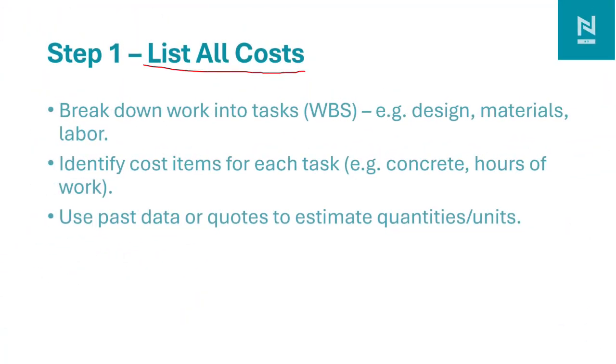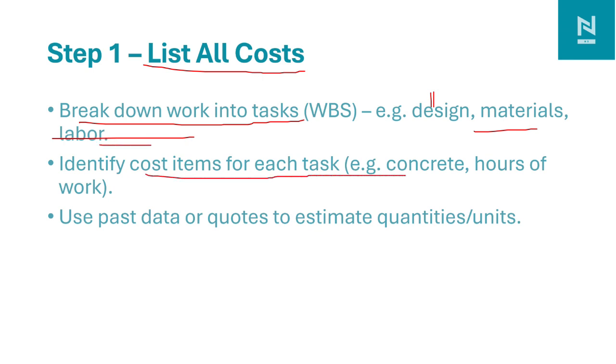First, we need to list all the costs in the project. Based on the NEC contract, for options A, B, C, D, there are different ways that cost is allocated. Some are based on the activities done, or some are based on the resources allocated, based on the BOQ. So we need to break down the work into tasks, at WBS level: design, material, labor, and allocate the budget for each phase. How much it costs for design, how much for material, how much for labor. We need to identify the cost item for each task, such as concrete or hours of work. For that purpose, we need to use past data or costs to establish the quantity per unit, or get a quotation from the contractor. This way, we can list all the costs related to the project.